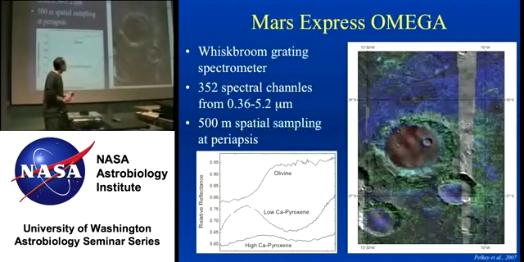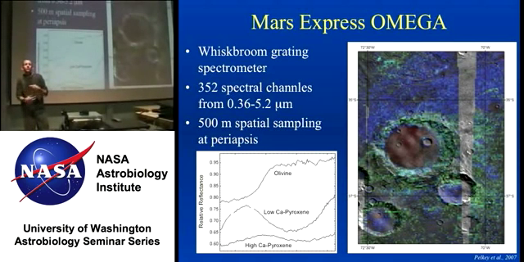Okay, almost done. We've got 2 more instruments. Mars Express Omega. Omega is a visible and near-infrared spectrometer, a whisk-broom grating spectrometer, and this was probably what I would consider the first high-quality visible and near-infrared spectrometer to go to Mars, certainly with a complete data set. There was one on the Phobos spacecraft back in 1990, but it collected a limited amount of data.